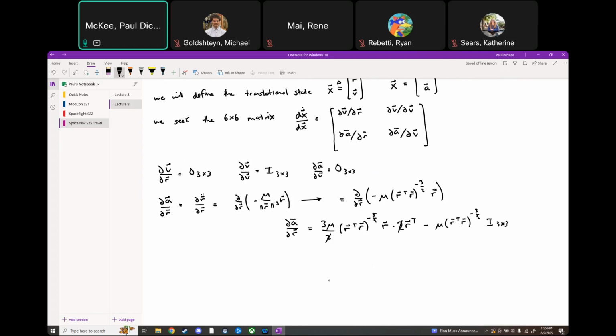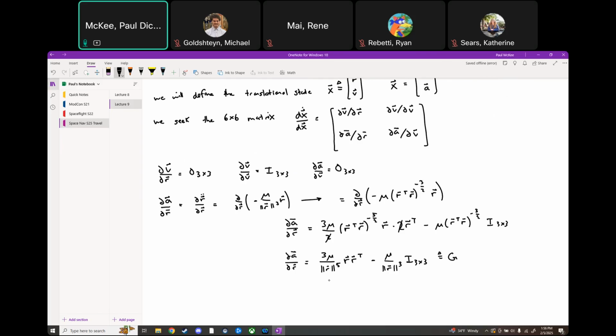Okay, let's clean this up a little bit. The derivative of a with respect to r is equal to what? Well, it's going to be 3 mu divided by the square root of r transpose r, so that's rho in this case, to the 5th. So I'm going to write this like this. It's 3 mu over norm of r to the 5th, r transpose, minus mu over norm of r cubed, identity matrix. And we're just going to call this G for now.